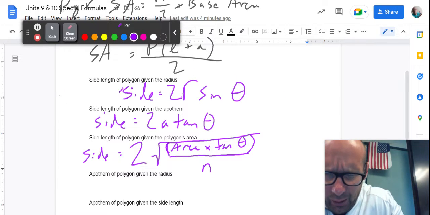All right. That's all of our side length formulas. So given the radius, we use this one. If it's given the apothem, we use this one. If it's given the area of the whole polygon, it's that.